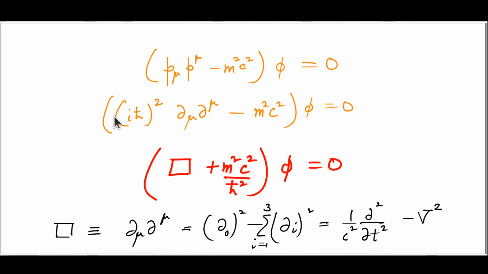box or D'Alembertian. This is really del 0 whole square minus del 1 square minus del 2 square minus del 3 square. In other words, del 0, remember, is derivative with respect to ct. So this is 1 by c square del 2 del t2 minus Laplacian, our familiar four-dimensional analog of the Laplacian operator, and dividing our equations through by h cross square simply gives us box plus m square c square by h cross square acting on phi is 0, which let me remind you is the Klein Gordon equation.